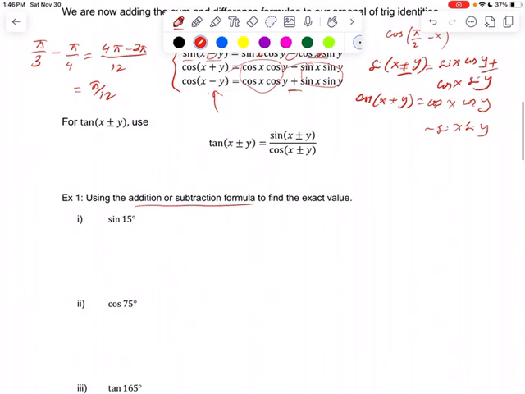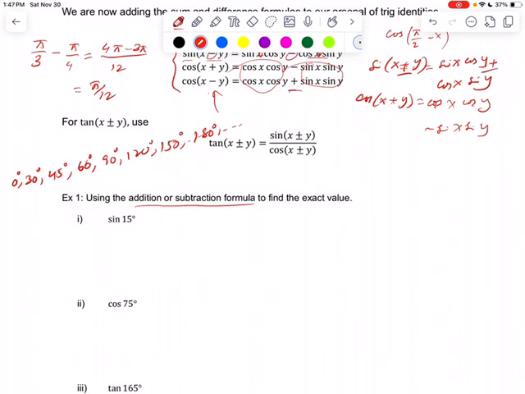Sine of 15 degrees. So the first thing you have to figure out is 15 degrees is the combination of which two known angles. Known angles means the angles whose sine and cosine function you know. So which are 0 degrees, 30 degrees, 45 degrees, 60 degrees, 90, 120, and so on, 150, 180, and so on.